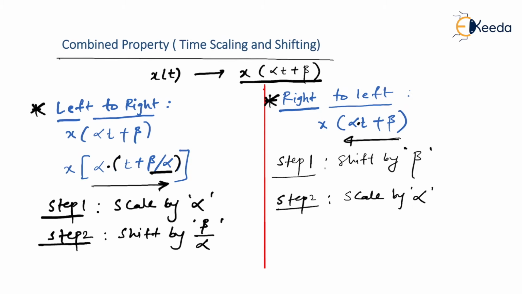When you are going from left to right approach, the only extra step that you need to do is make the t coefficient free, right? And then you start moving from left to right. So in the first step you have scaled by alpha. In the second step you shift by beta by alpha. We have to go for the left to right approach preferably.